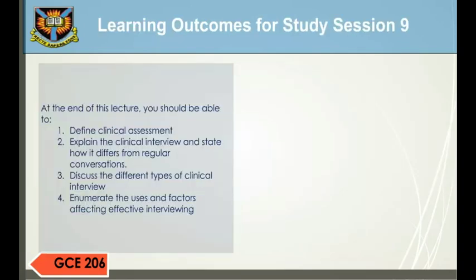Learning outcomes. At the end of this lecture, you should be able to: 1. Define clinical assessment. 2. Explain the clinical interview and state how it differs from regular conversations. 3. Discuss the different types of clinical interview. 4. Enumerate the uses and factors affecting effective interviewing.